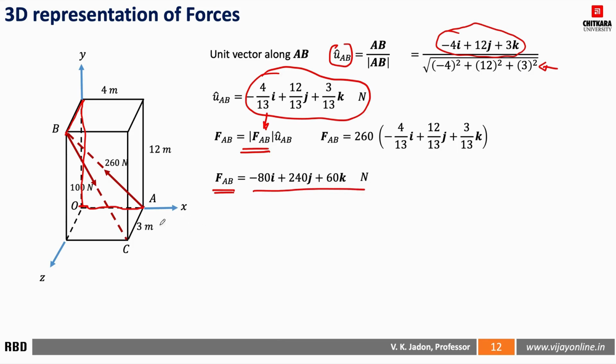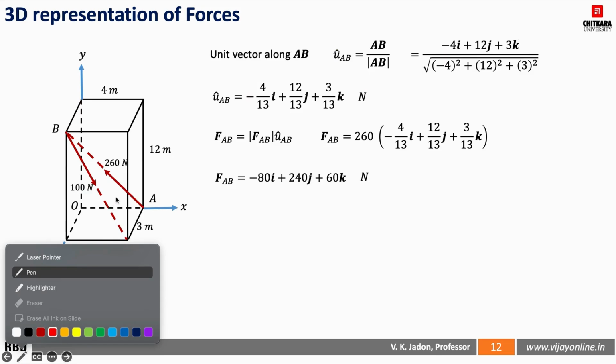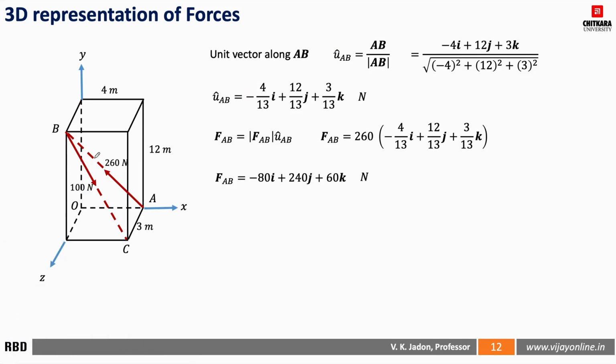So let us also discuss how we can find the force along vector BC. This you have to do on your own. We will first find the position vector from B to C. So we'll be moving along the x-axis 4 meter, that is positive, then along y, that is negative 12 meter, and there is no third movement, no z movement for this. So the k component will be 0. So this BC force will be represented by only i and j.